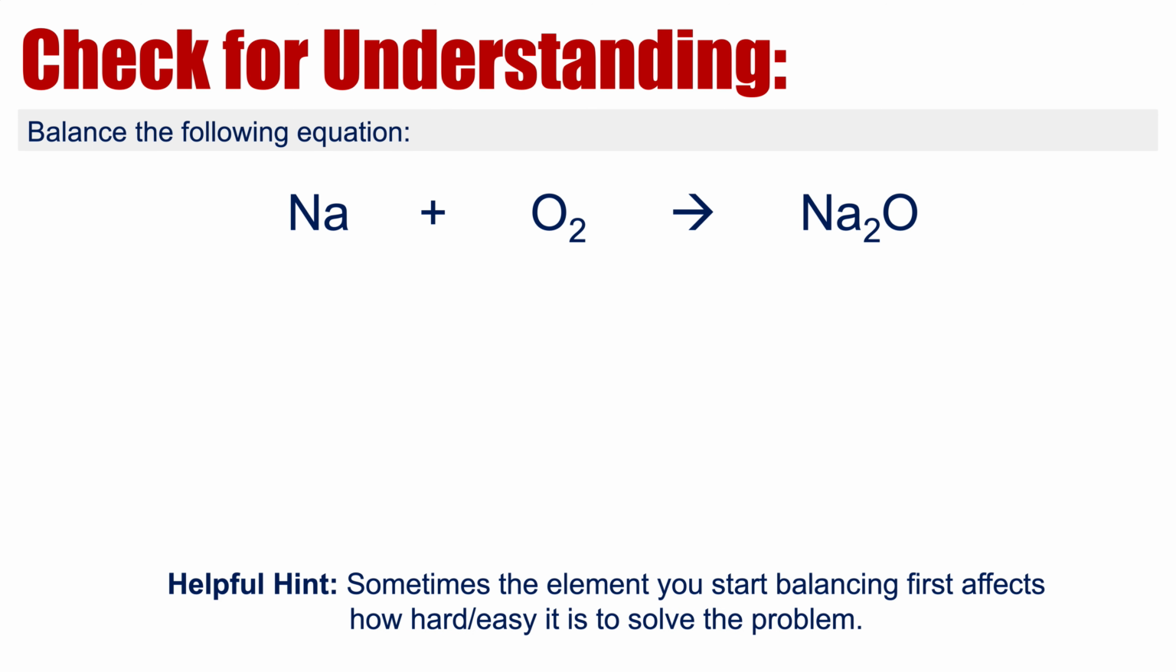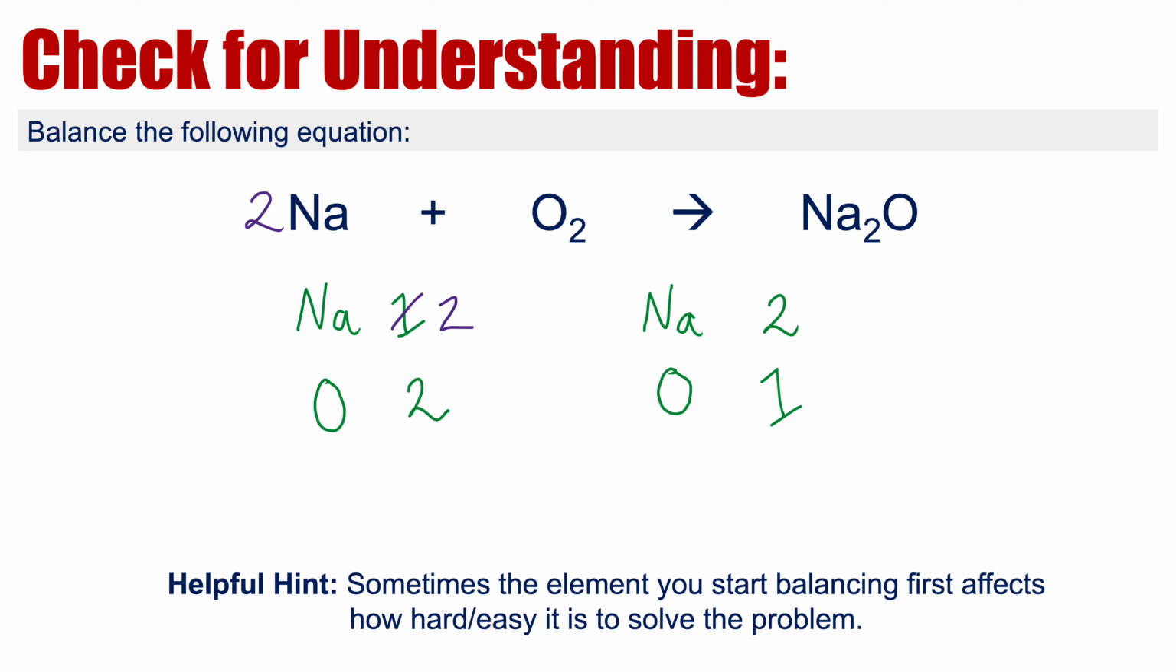All right, so next one, you're going to go through and try to balance this one. Why I included this is to kind of show you that sometimes the element you start balancing first affects how hard or how easy the problem is to solve. So I would go through and I would do my inventory. Let's say I'm going to try to balance sodium. So I'd put a 2 in front of sodium.